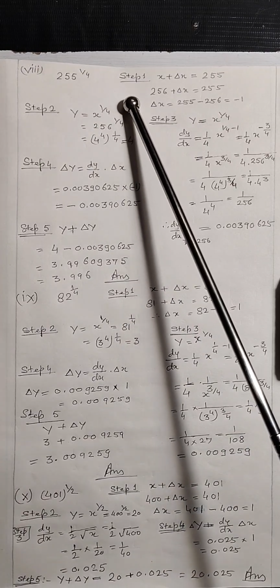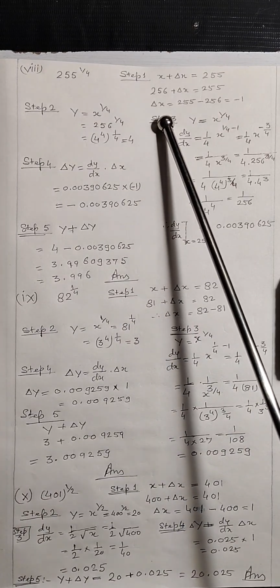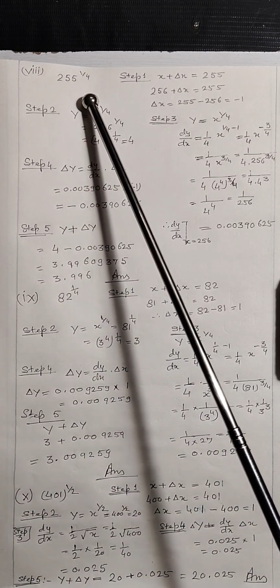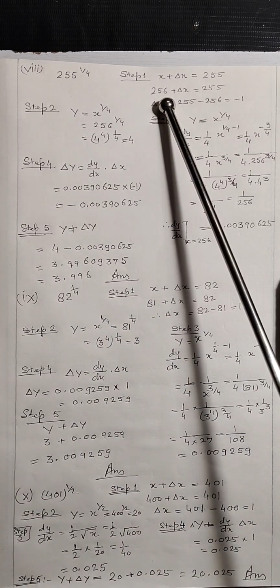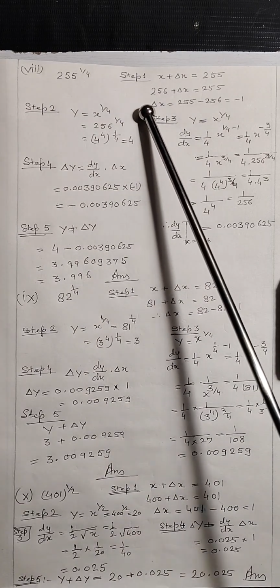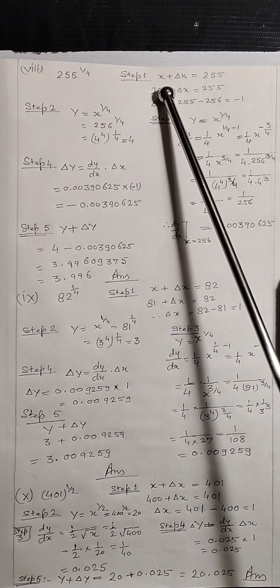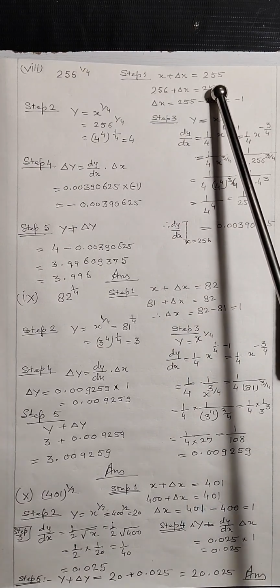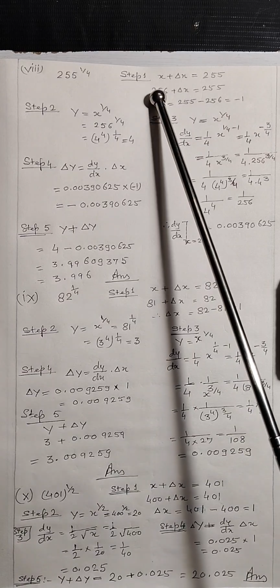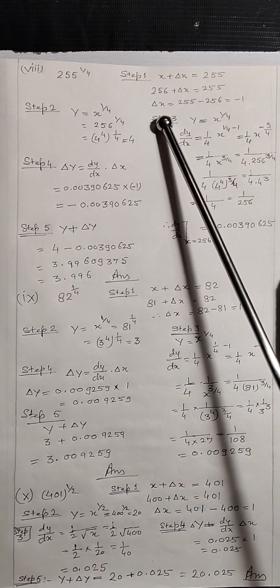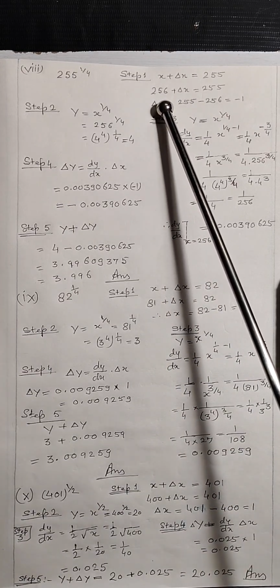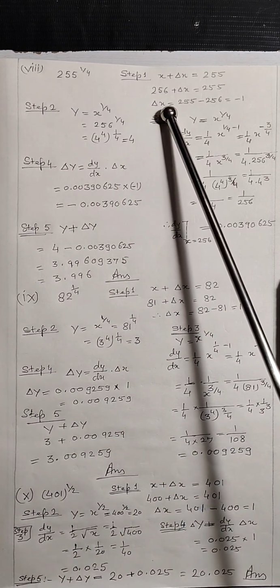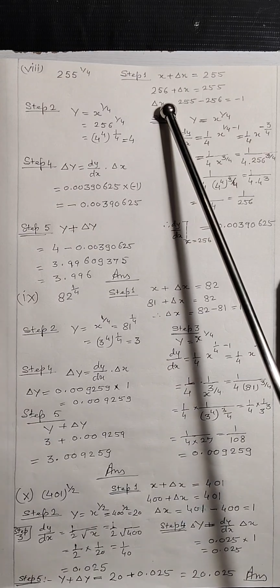So in step 1, we assume the 1 by 4 root, the fourth root of 256. It is very near to it, that is 256. So first of all you write down x plus delta x is equal to 255. Now we assume that the value of x is equal to 256. And this value of x should be very near to it, and moreover, the solution will be easily solved.